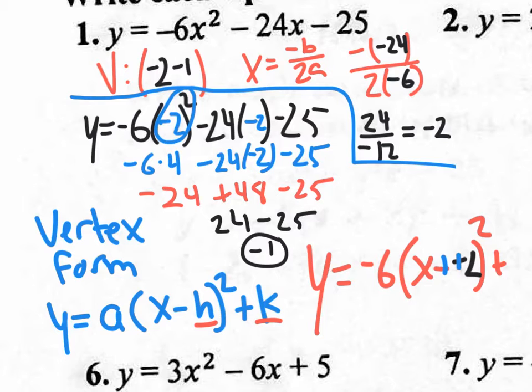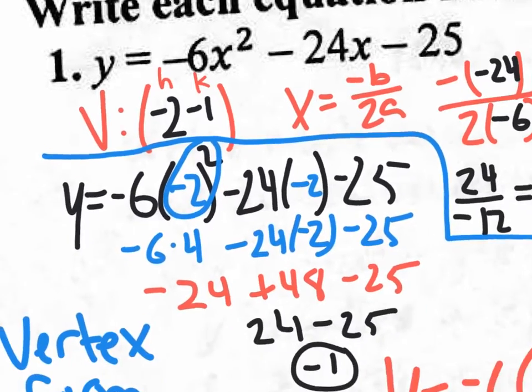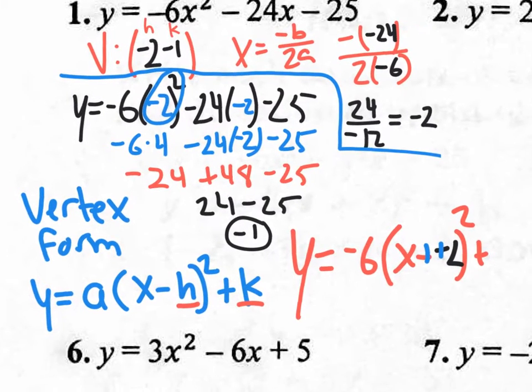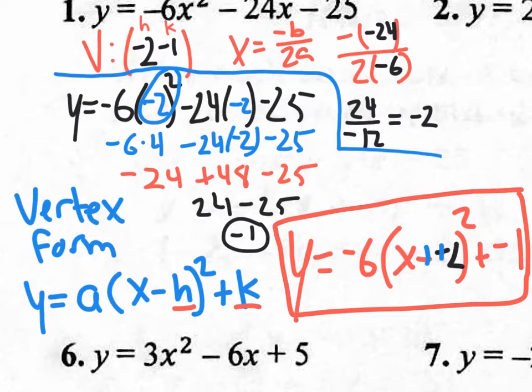Now the k value, take it for what it is. It's a plus k. And the k value is up there on your vertex. So once again, your vertex is your h and your k. So in this case, our k value is negative 1. And because vertex form has k as plus k, you're just going to put plus negative 1. So ladies and gentlemen, this is our vertex form quadratic equation of number 1. Okay, and that's what they're asking us to do, vertex form.